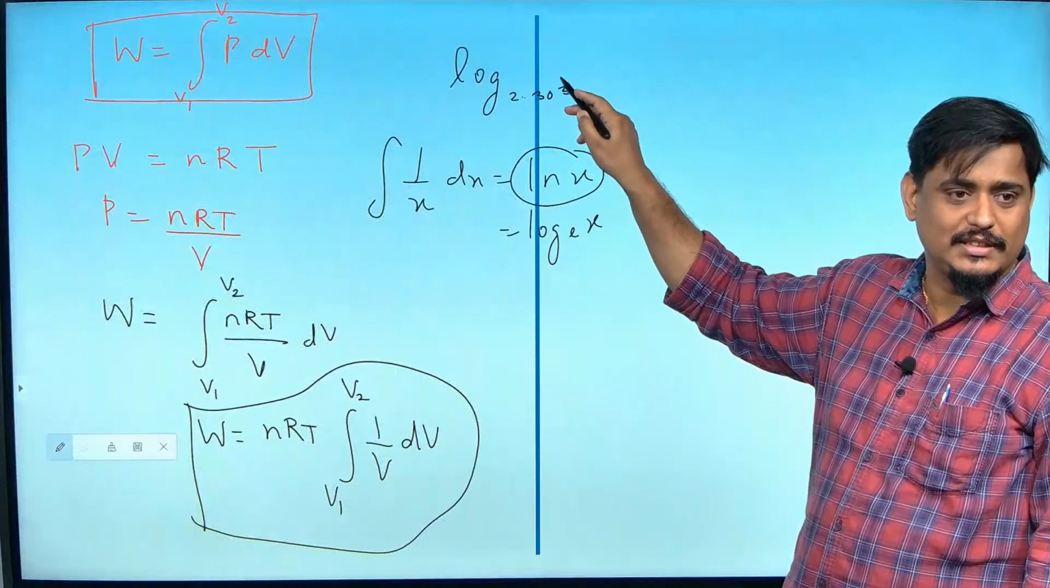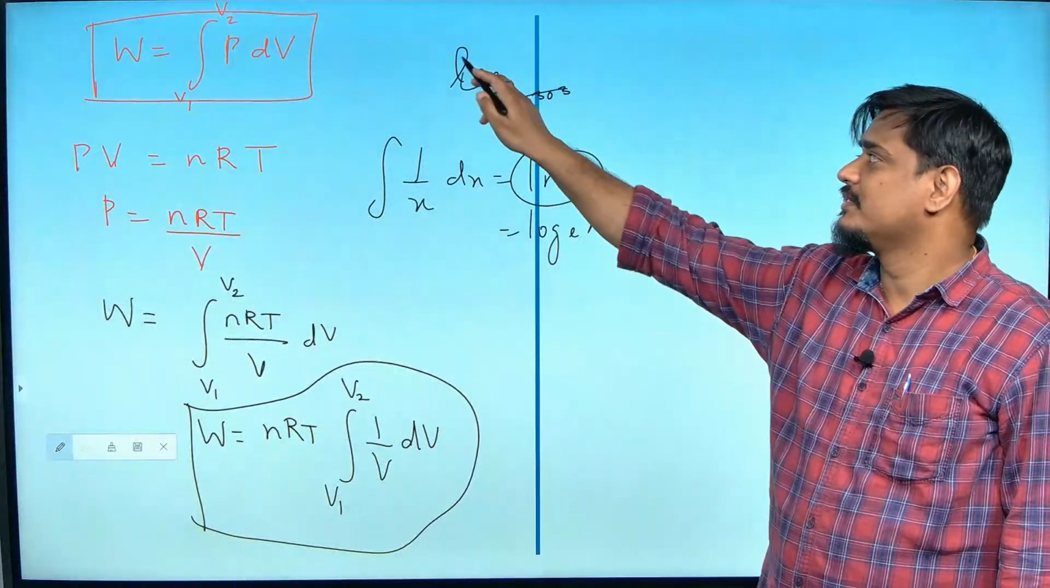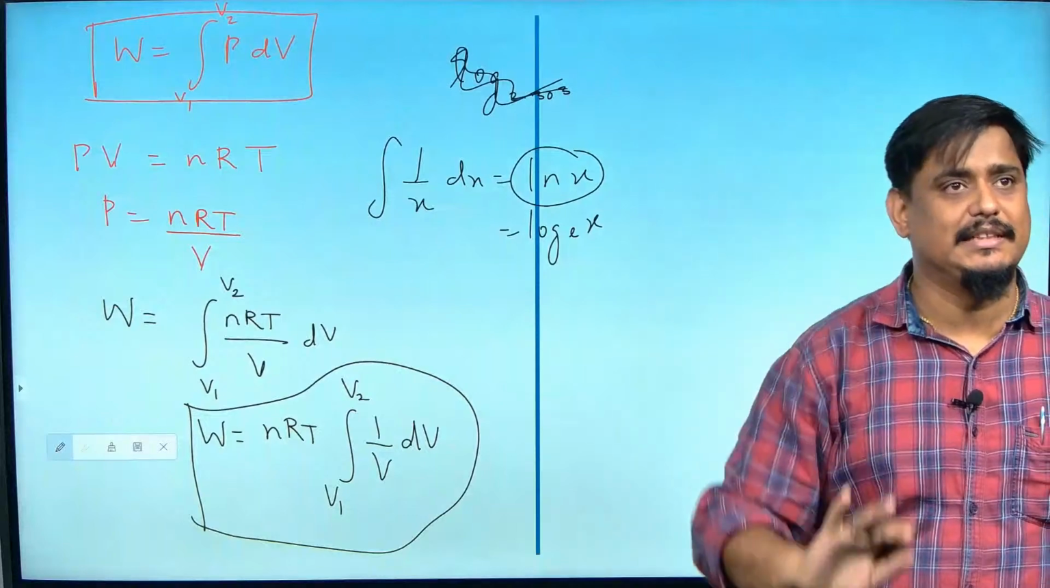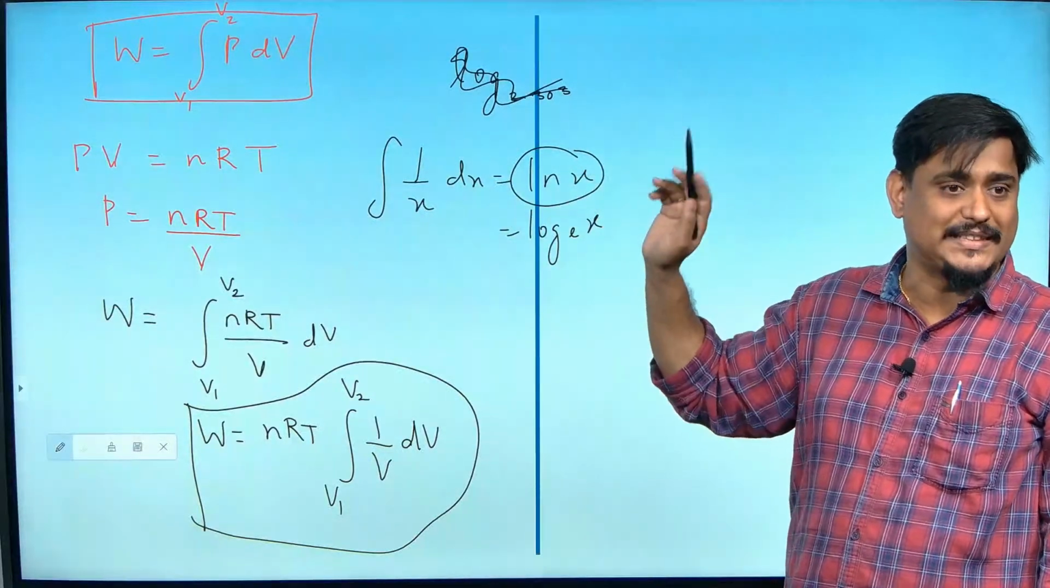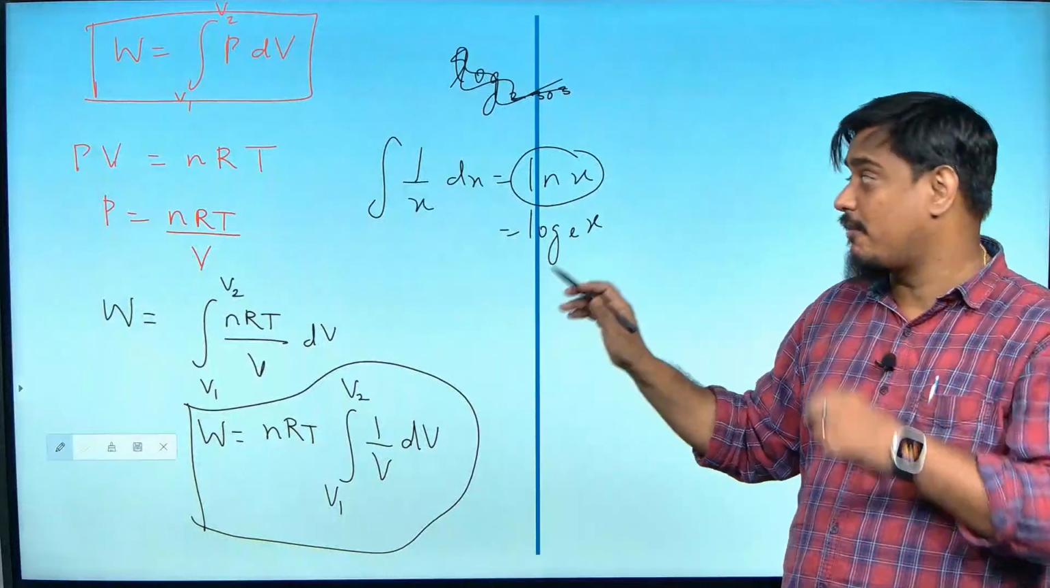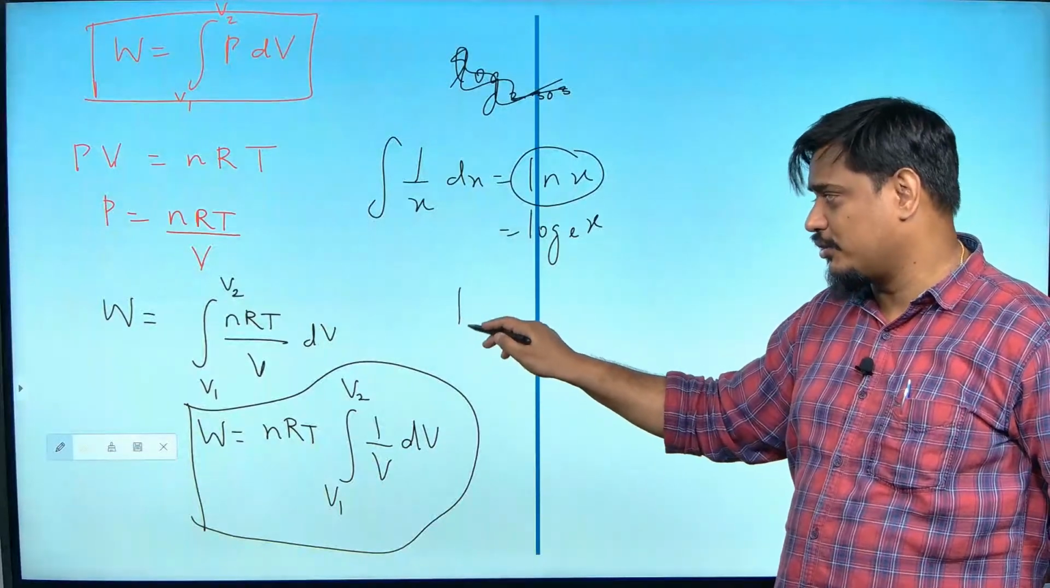2.303. Not knowing all these things. Okay, leave it now. Leave it. I'll talk some other day. Just remember that 1 by x dx is natural log x, not log base 10. Log base 10 is different from natural log. But you can convert. This also you should remember for this chapter.